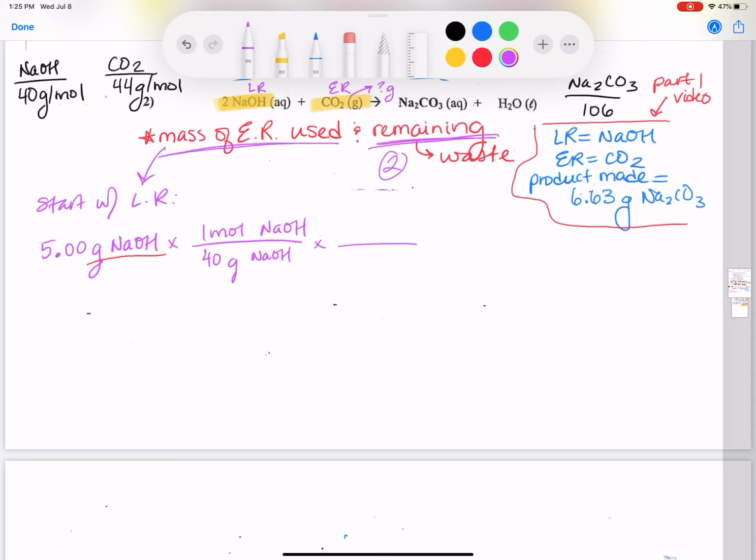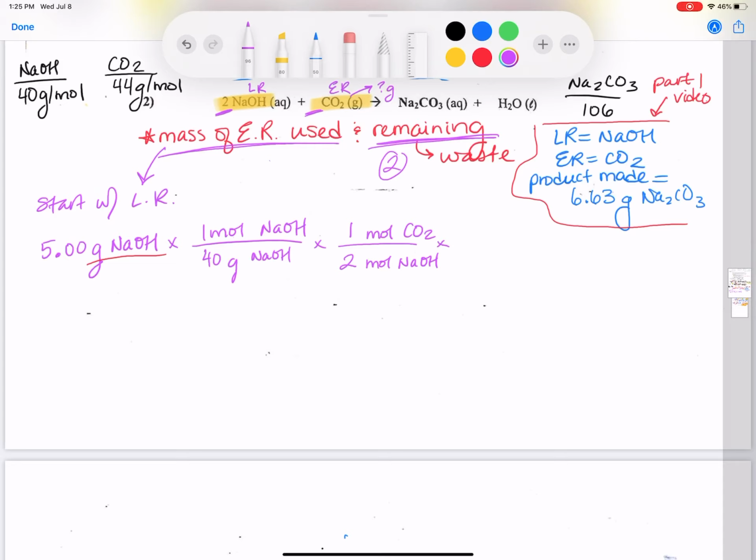Now I'm out of grams of NaOH and I'm in moles of NaOH. Now I can compare the relationship between my limiting reactant and my excess reactant. And so I'm going to want moles of my limiting reactant, sodium hydroxide, in my denominator, and moles of CO2, my excess reactant, in the numerator, and that will cancel out moles of NaOH. So now I just bring down the coefficients that I have from the balanced equation. The balanced equation has a 2, and next to CO2 there's nothing, so that means 1 mole.